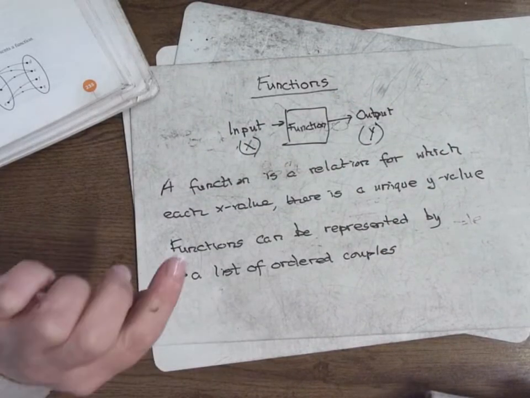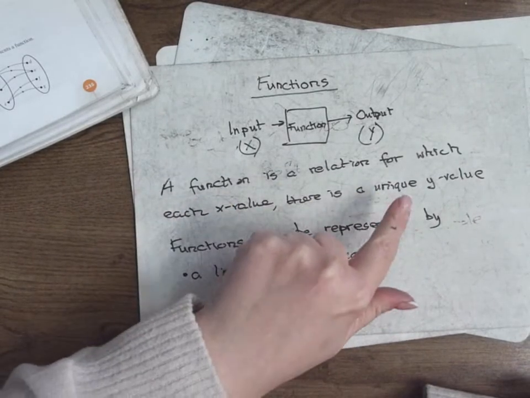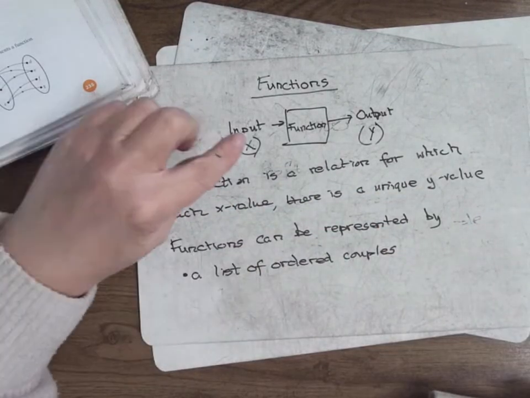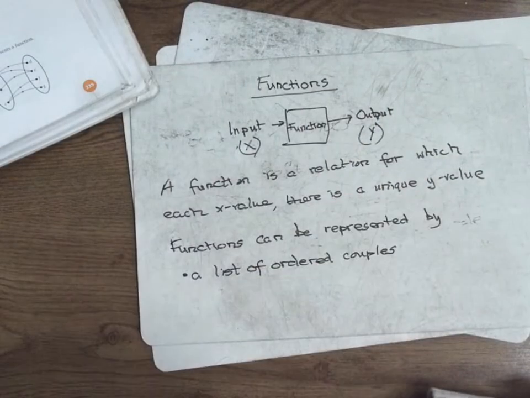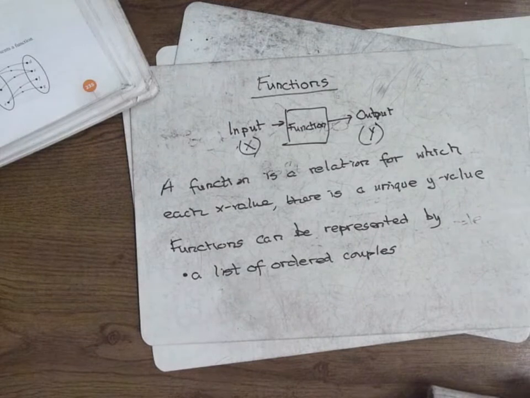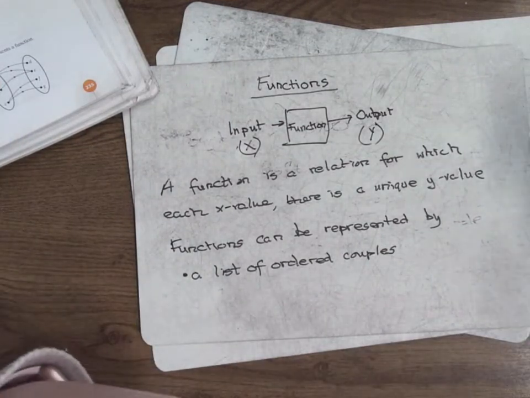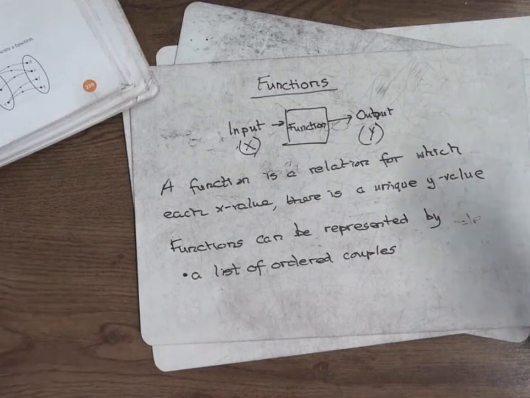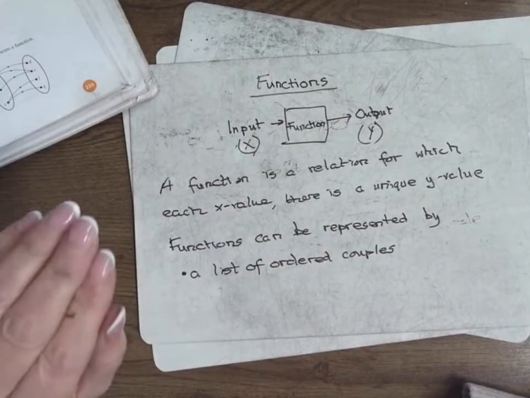Now it's only a function if each x value gives you a unique y value. So that means for any input you put in, the answer you get out has to be unique. As in, if you put in a 2, you get out a 10. You can't put in a 2 again and get out a 15. So for every x, there's only one y.